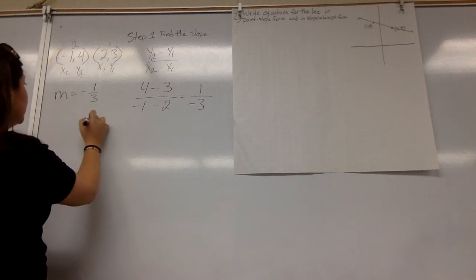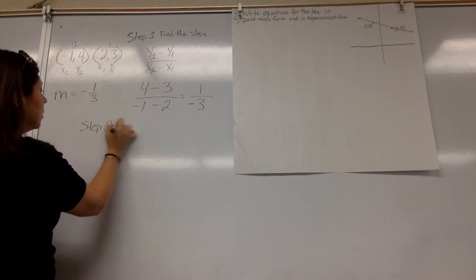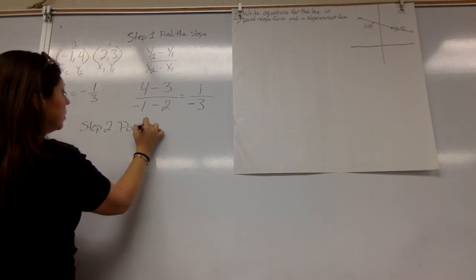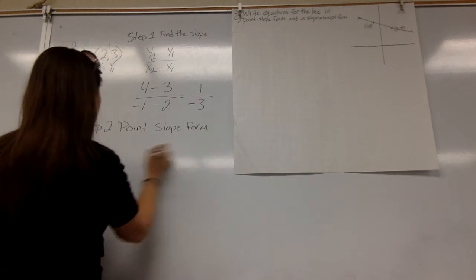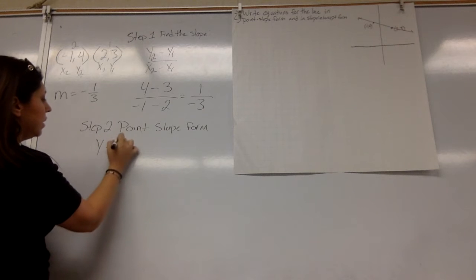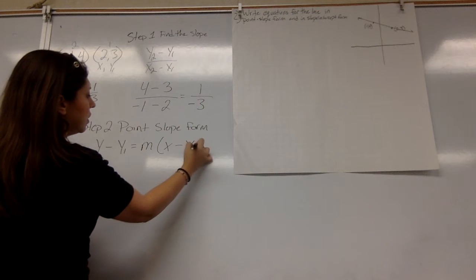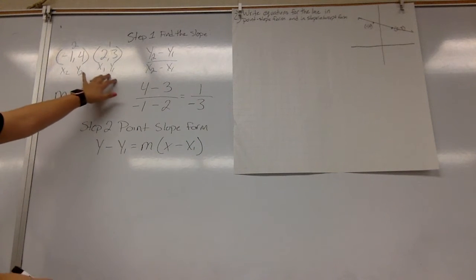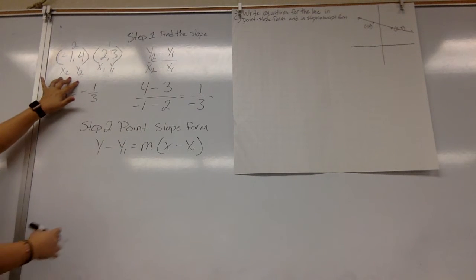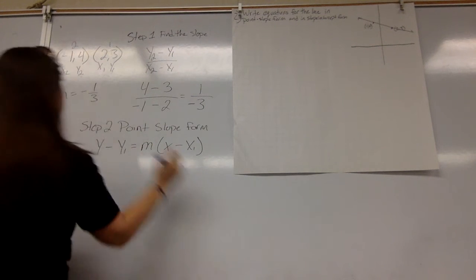From here, we're going to use our point slope form. So point slope form, and that is our y minus y1 equals m(x minus x1). Again, we can pick either point. I think last time we picked 0.1, so let's do one with a negative this time. So I am going to choose this one, so let's highlight that.